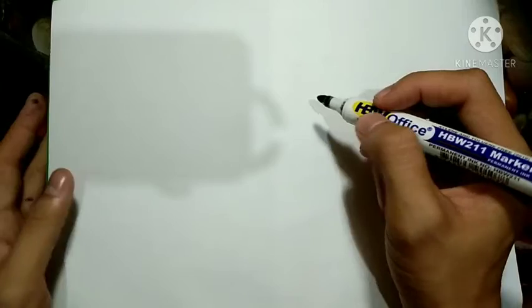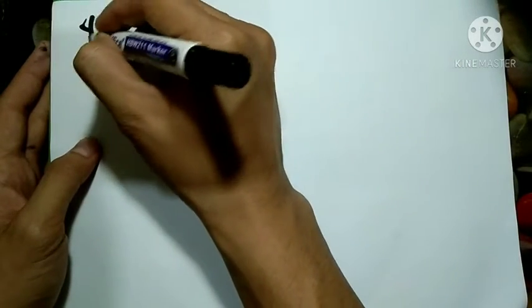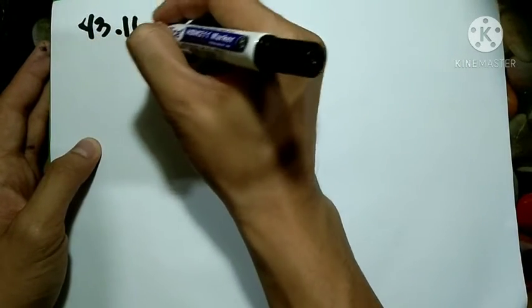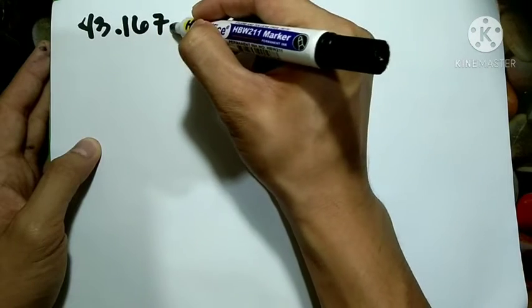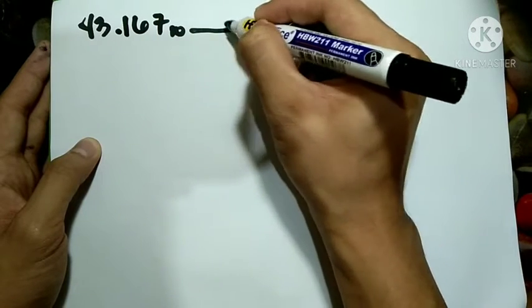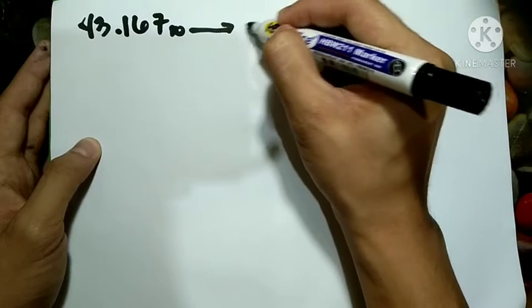So let's have another example. Let's convert 43.167 in decimal form to binary.